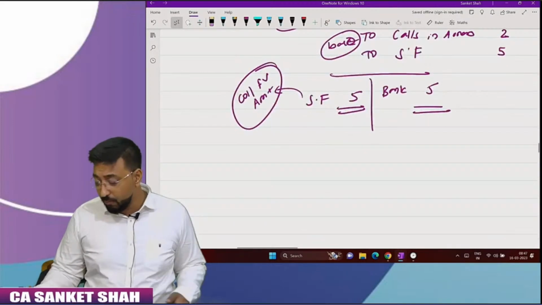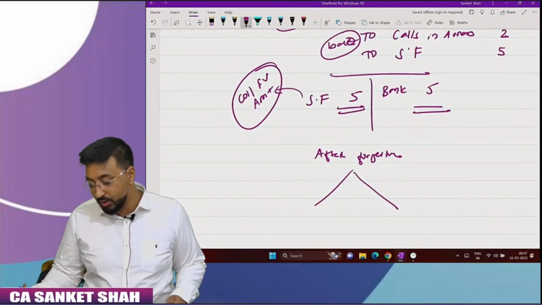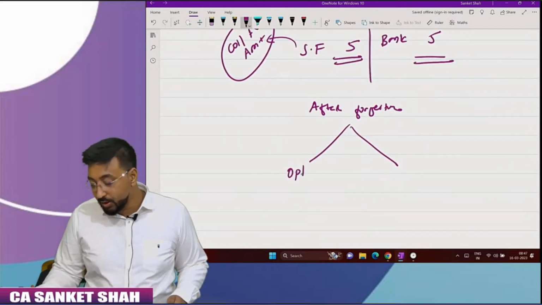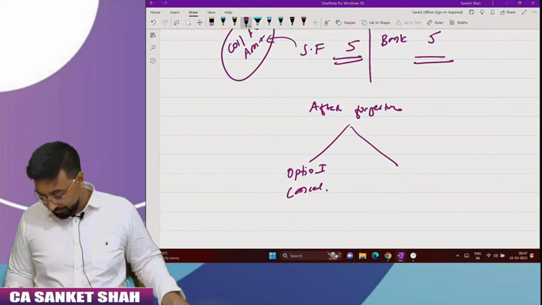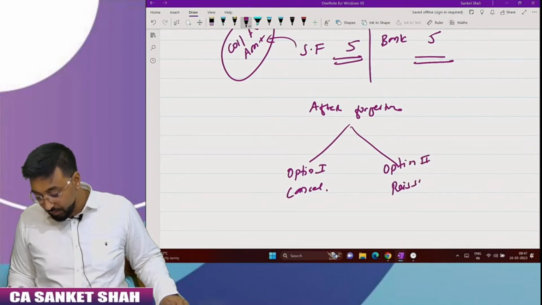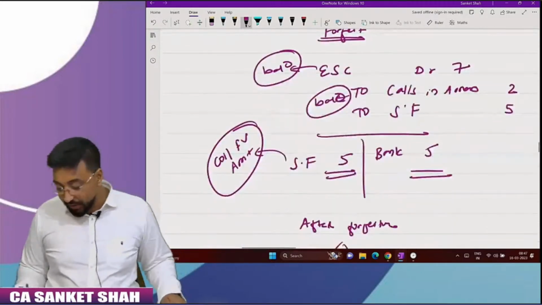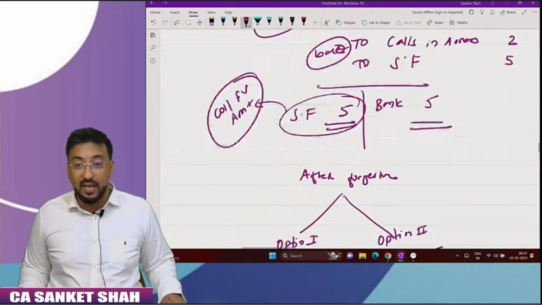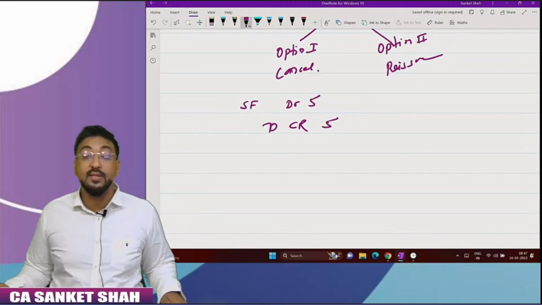Now after forfeiture, you have 2 options. Option 1, cancel it. That shares forfeited, please do not give that share to anyone. And option 2, you can reissue it. So what is the cancellation entry? See beta, shares forfeited is showing credit balance, correct? Liability side pe. So give debit to shares forfeited 5 rupees and to capital reserve 5. This is transferred to capital reserve.